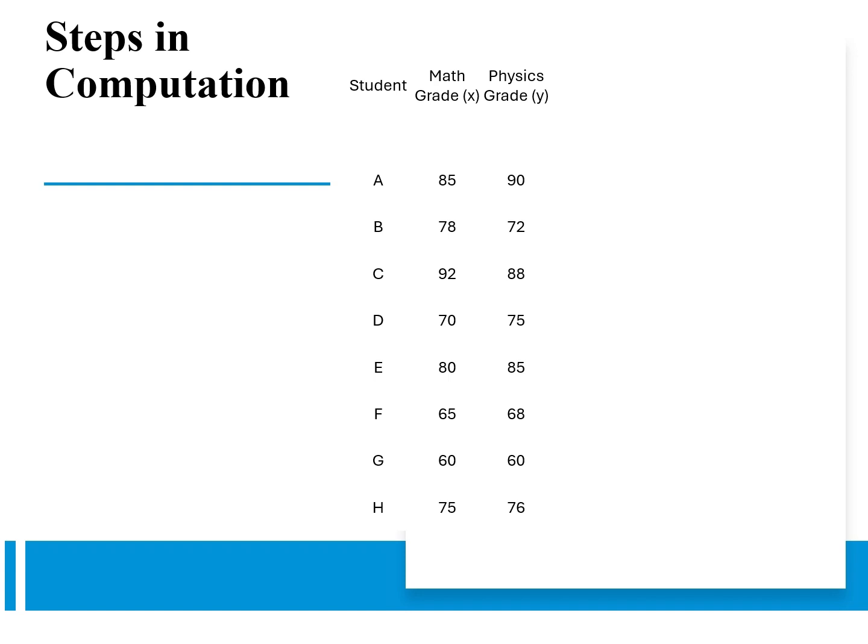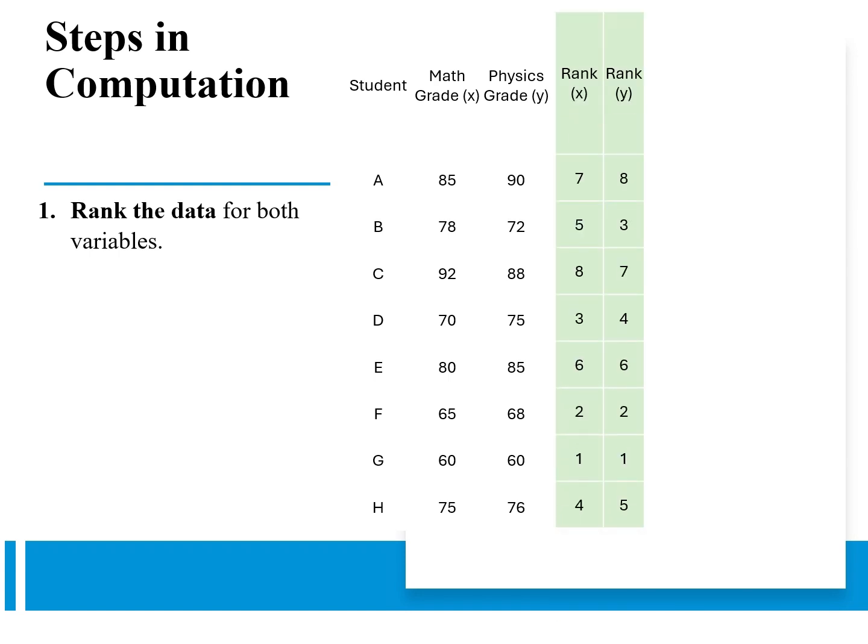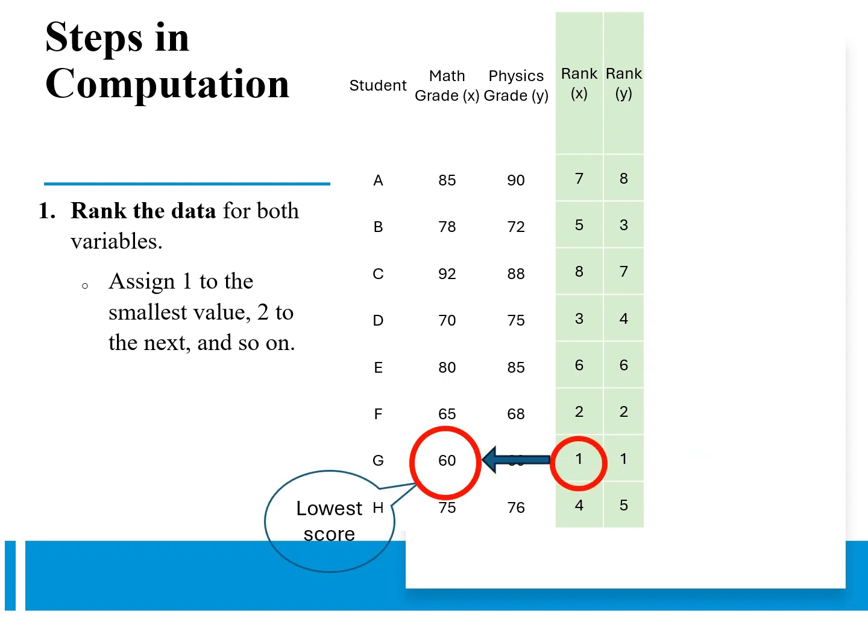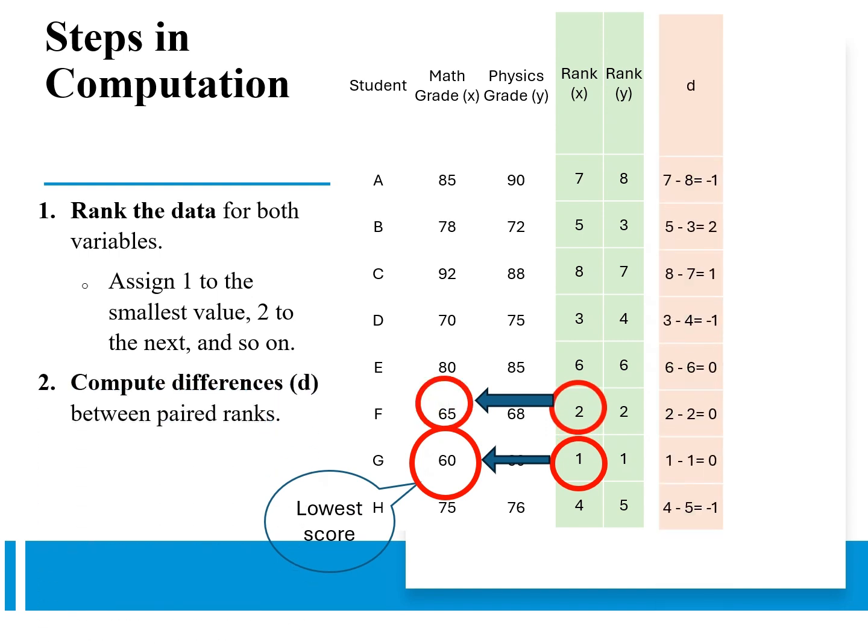Each row represents a different student. Math grade, X, and physics grade, Y. These are the raw scores for each student in the respective subjects. Rank X and rank Y is where we assign ranks based on the raw grades. As stated, we assign 1 to the smallest value, 2 to the next, and so on.